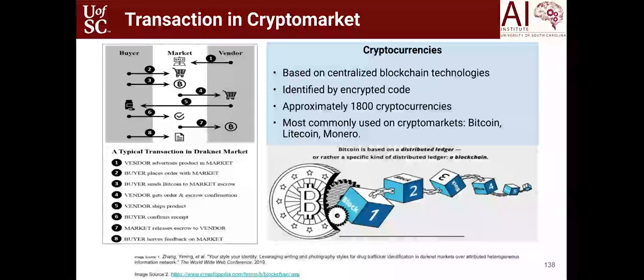This slide illustrates how a typical transaction occurs in a crypto market. As you can see, it is an eight-stage process between buyer and vendor. The first step starts with the vendor when they advertise a product in the market. Just like any other market, the buyer places an order with the market. However, the important thing to note here is that transactions made in the market are made in cryptocurrency, like Bitcoin or Litecoin. What makes them so popular in the market is firstly the anonymity, and secondly the very secure and encrypted transactions, which are enabled by blockchain technology.